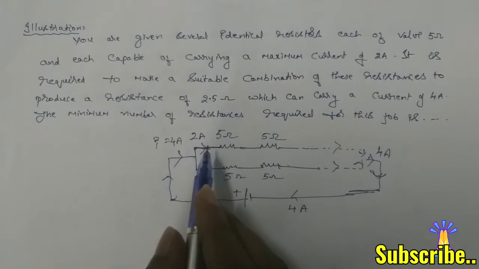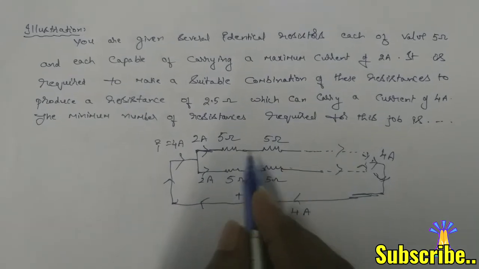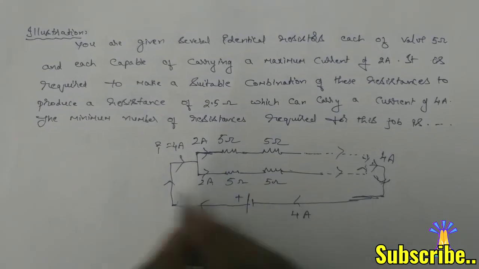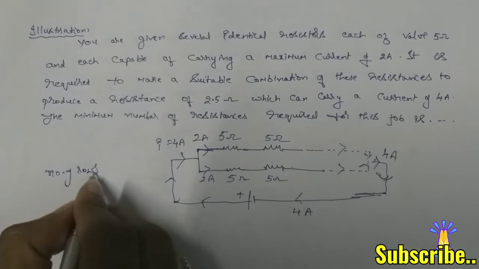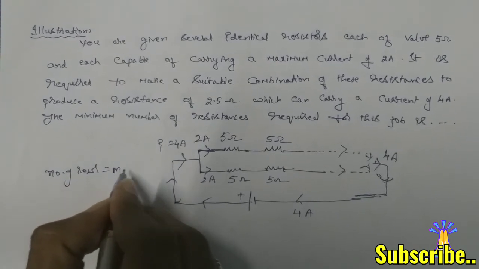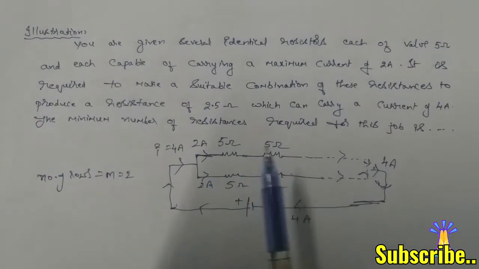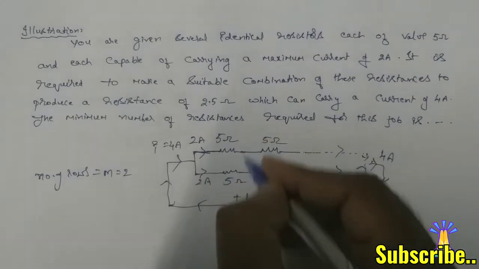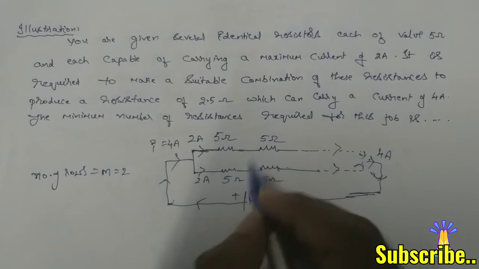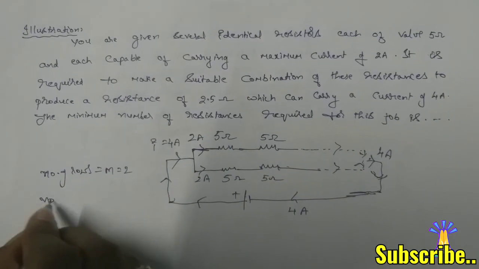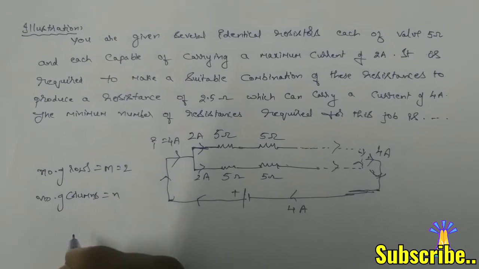So now 4 ampere is distributed among this row and this row. Suppose the number of rows, which we can say is m, is given as 2 according to the problem. And the number of vertical columns, that we have to find out. Let us suppose the number of columns is n. This n value you have to find.